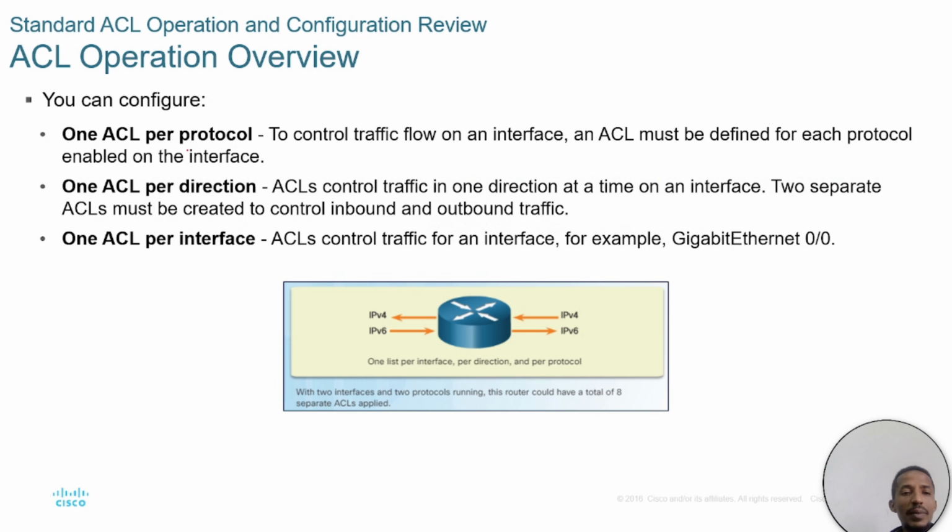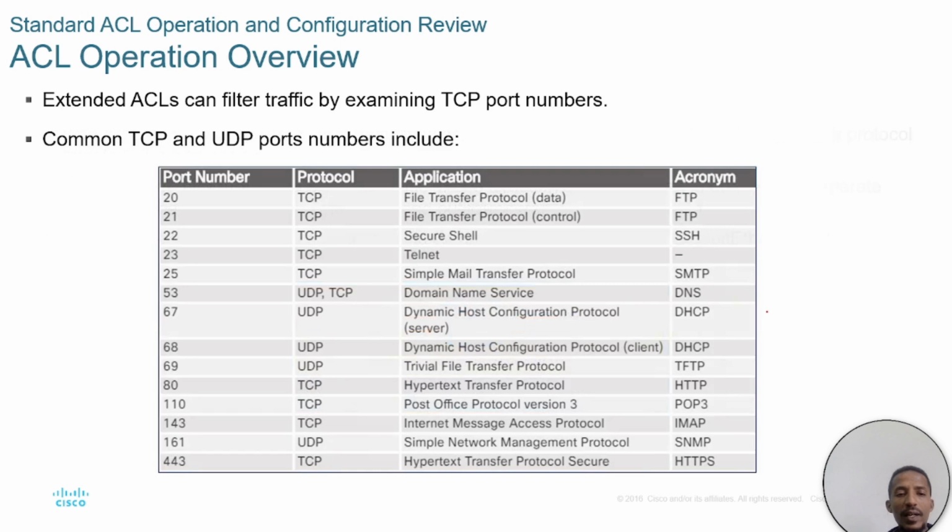So an access control list can be configured based on the protocol. You can see that here you have IPv4, that's the protocol, and per direction. So this is an inbound, and this one is an outbound, so incoming or outgoing. We can also implement it on every interface, based on the interface. There are different types of interfaces: serial interface, gigabit interface. So we can configure an access control list based on what? Based on protocol, direction, and so on.